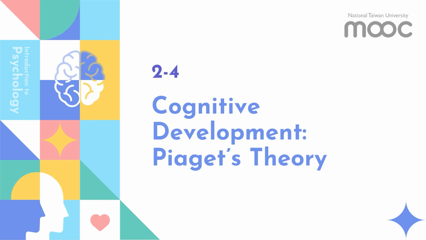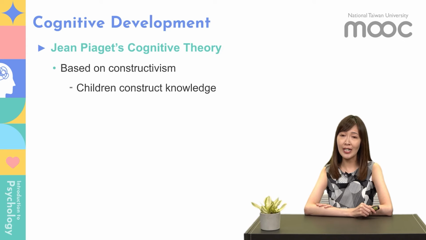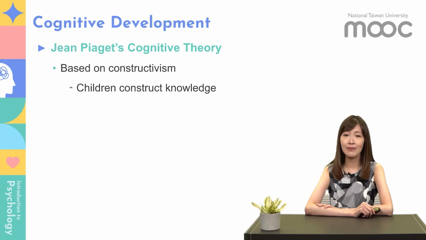Now we will move on to cognitive development, and we will focus on Piaget's theory. Piaget made a landmark contribution to the field of cognitive development. He proposed constructivism. What is that? Constructivism means that children can construct their own knowledge. So children play an active role in their own learning. They construct their own knowledge.